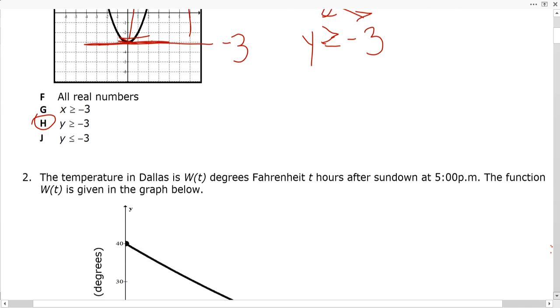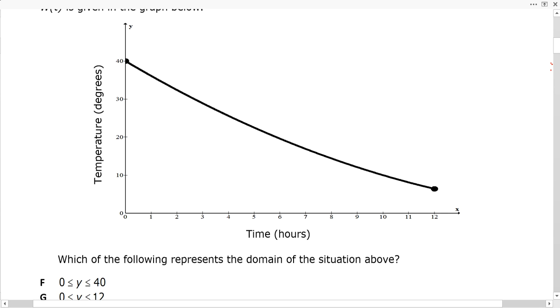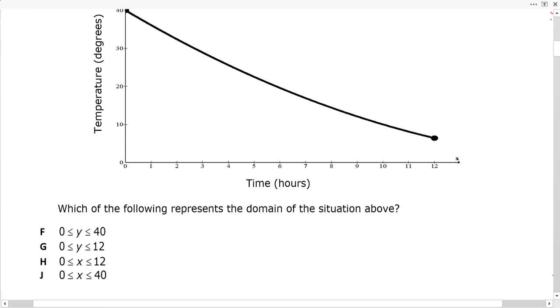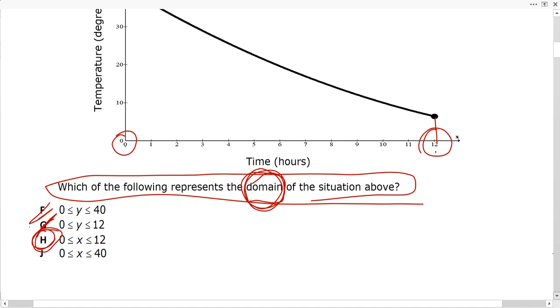Okay, number 2. We were just talking about this in our teacher's meeting, that when students have a graph, they sometimes forget to read the question. So here's the question. We're looking for domain. Domain is X. So we're looking down here at the domain. So we have X, not F or G, is between 0 and 12, which makes H our answer.